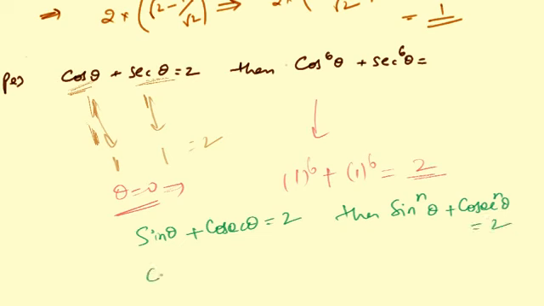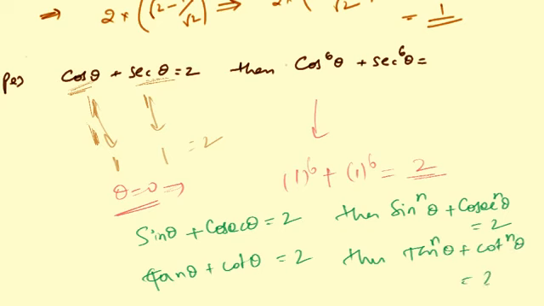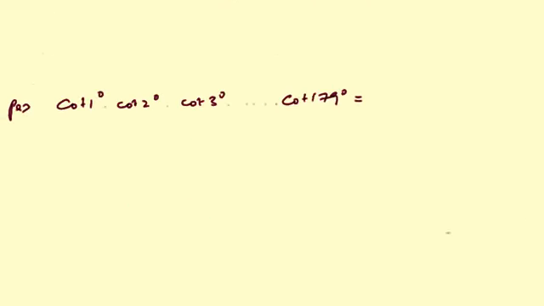In the same way, cos theta and secant theta, just now we have seen. In the same way, tan theta plus cot theta is equal to 2, then what is the value of tan power n theta plus cot power n theta? He will be asking. Again the value is 2. So whether it is same value or different value, sine power 100, cosecant power 200, you will be getting the 2. This problem is very famous and it is asked n number of times in the exam.